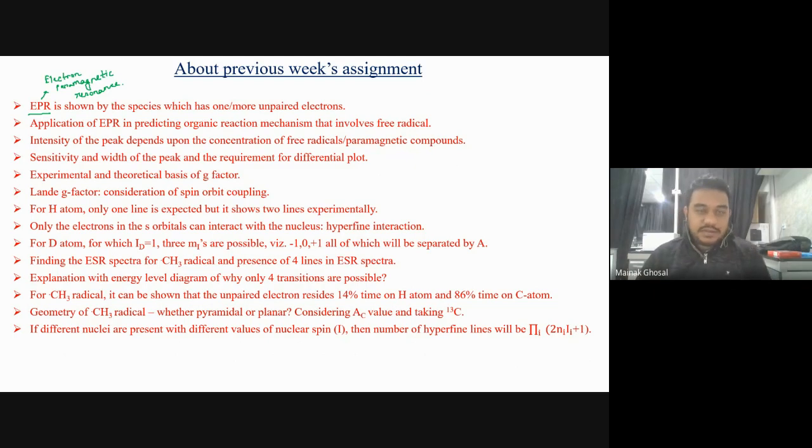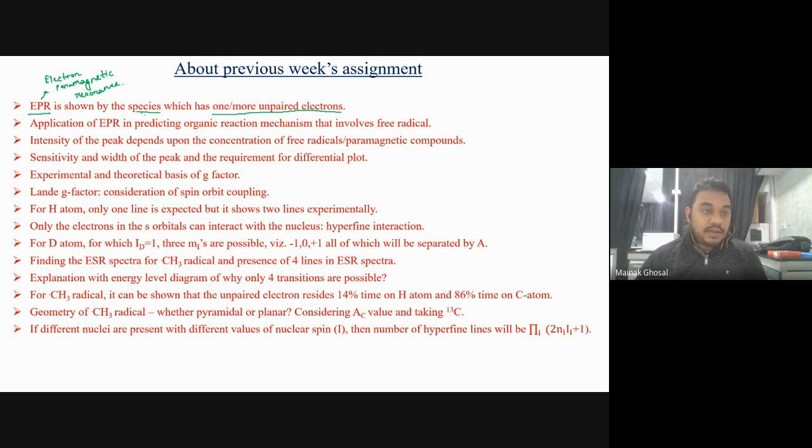Just before this topic, in week 10, I discussed NMR spectroscopy, which is nothing but nuclear magnetic resonance spectroscopy. And in week 11, the previous week, we discussed EPR spectroscopy, which has the following condition: to be EPR active, you need to have one or more unpaired electrons. So if your system has one or more unpaired electrons, then it is supposed to show an EPR signal.